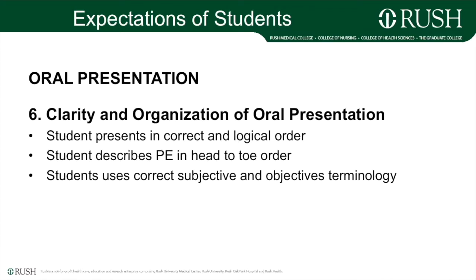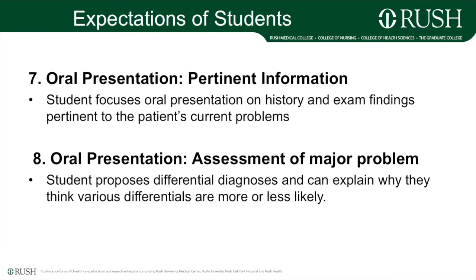Items 6 through 9 grade the oral presentation. Number 6 assesses the clarity and organization of the oral presentation. Students should present in a correct and logical order. The physical exam should be described in head-to-toe order. Number 7. The oral presentation should focus on pertinent information found in the history and physical exam that pertains to the patient's current chief complaint. Number 8. The student should include an assessment of the patient's chief complaint. They should propose a differential diagnosis and be able to explain why they think various differentials are more and less likely.